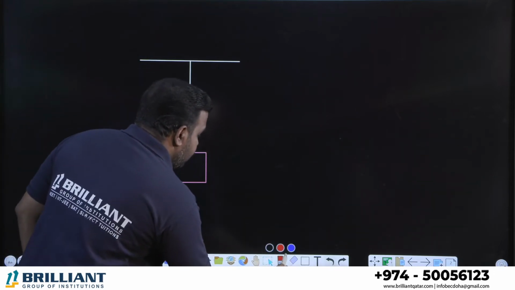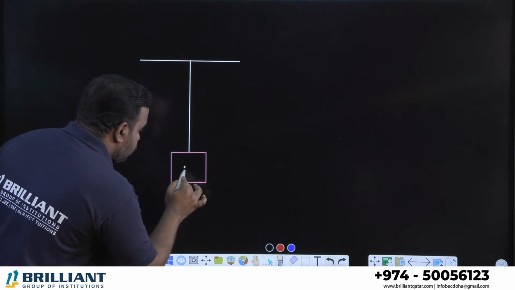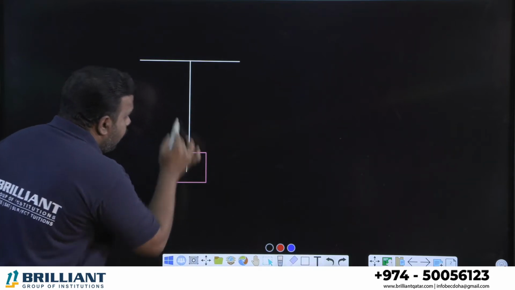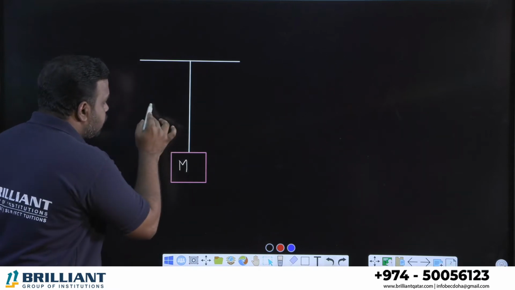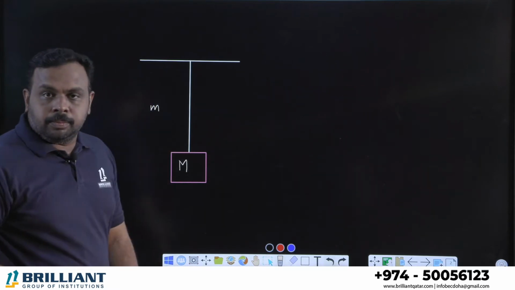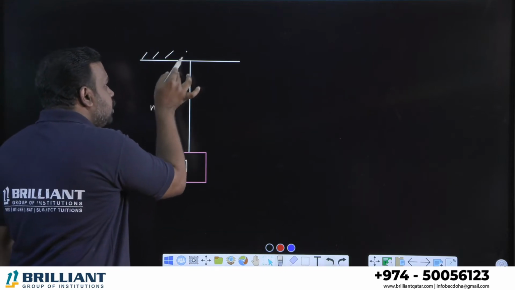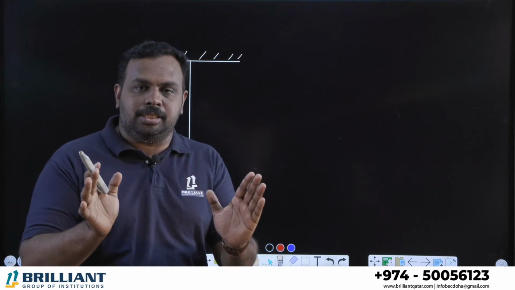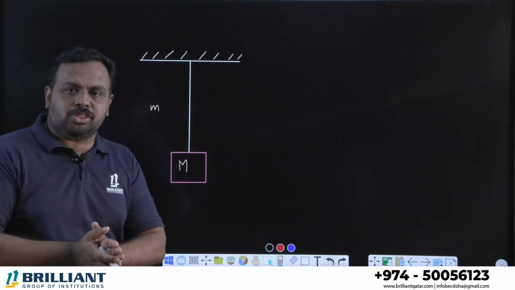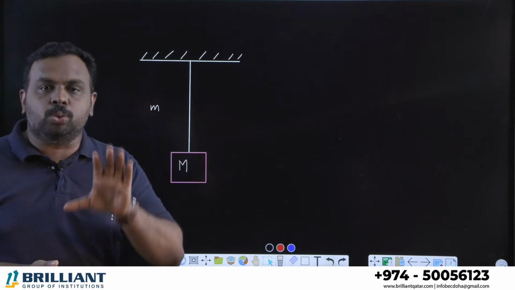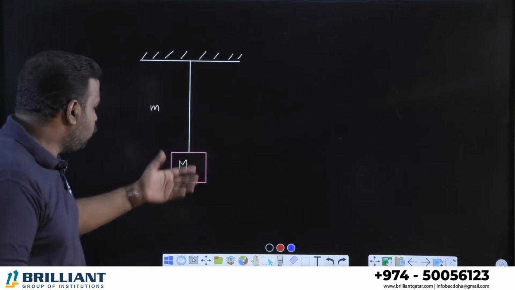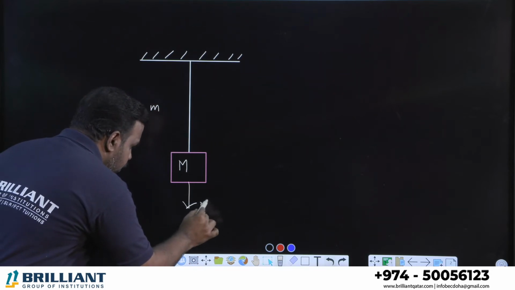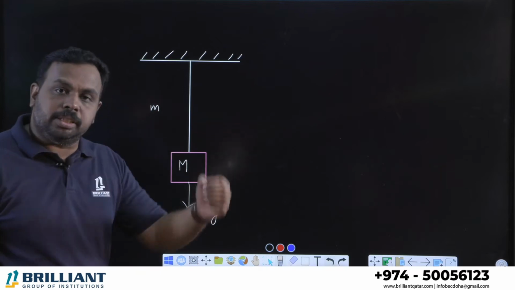So let us write the data here. The mass of the body we can take as capital M, and the mass of the string as small letter m. This is the ceiling. Students, please note that if you are not considering the mass of the string, then the tension will be the same throughout. Everywhere the tension will be the same, and of course that will be equal to the weight of the mass which is attached here, that is equal to Mg.